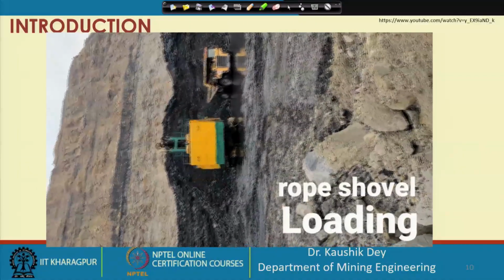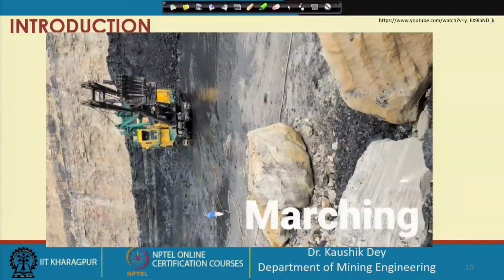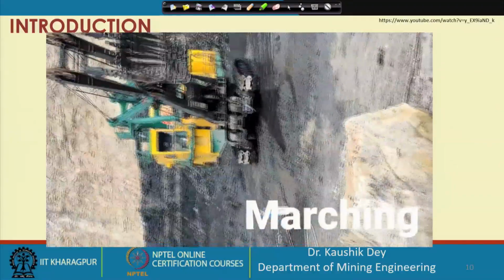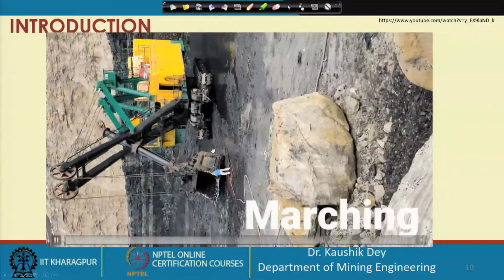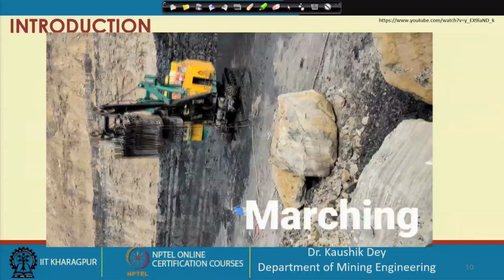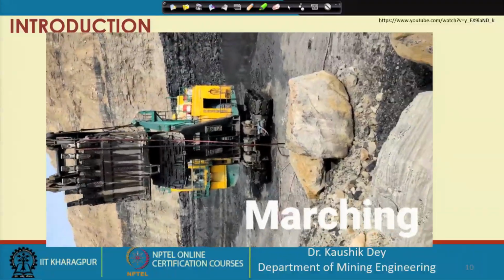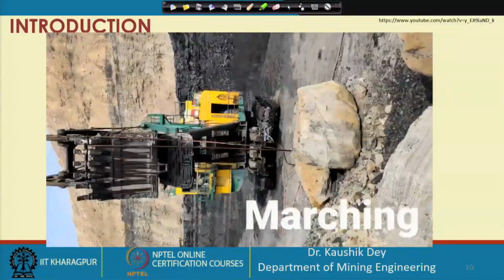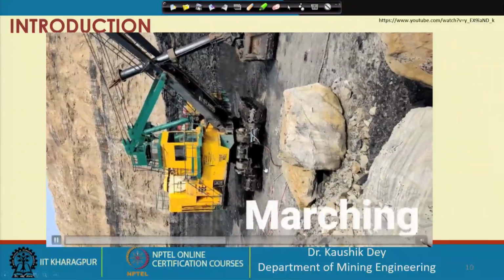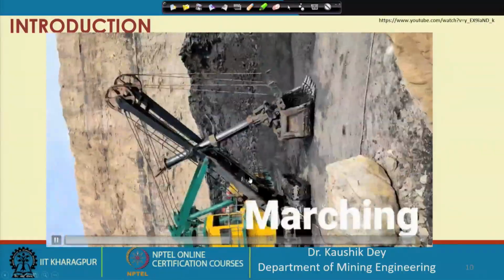So, this is loading of material; blasted material is carried out by the shovel. This is a common excavation machine used in mining, and in this series of lectures we will basically do these things. So, this is electrically operated, you can see the trailing cable of the shovel.